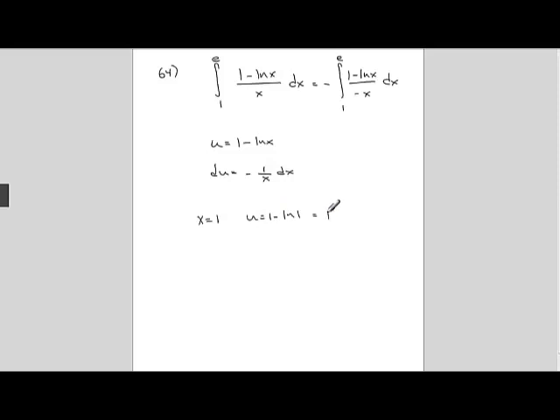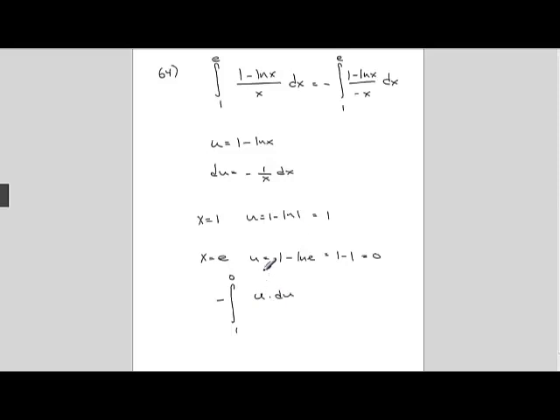So u equals 1. And when x equals e, we get u is equal to 1 minus the natural log of e. And the natural log of e is 1, so we get 1 minus 1, which is equal to 0. So we have a negative sign, and our lower limit was x equals 1, so our lower limit is u equals 1, and our upper limit is u equals 0, of u times du.